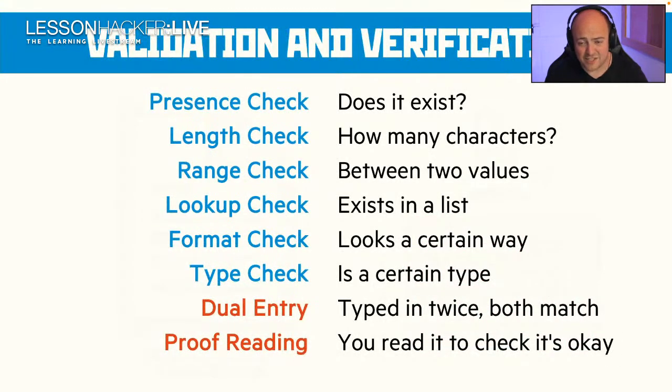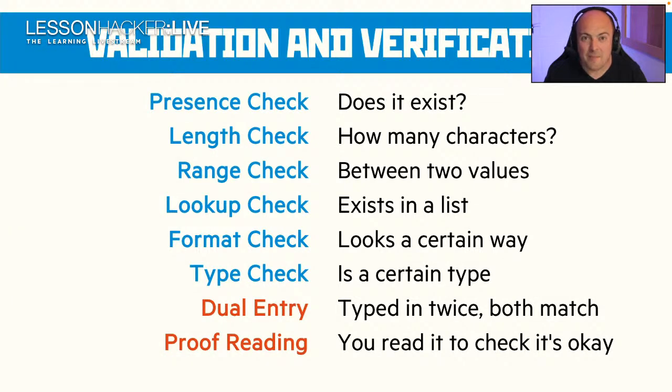We also need to know validation. Here's a very quick checklist for you. You're talking about things like a presence check: is it there? A length check: how many characters? A range check: that's between two numbers, is it bigger than this or smaller than that? Lookup check: a lookup check is whether it exists in a list.